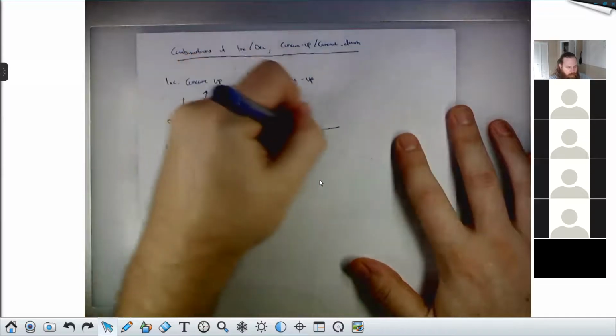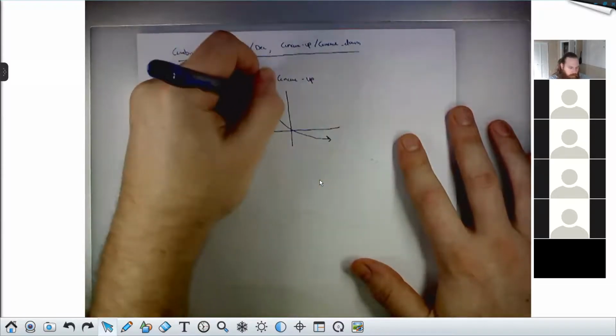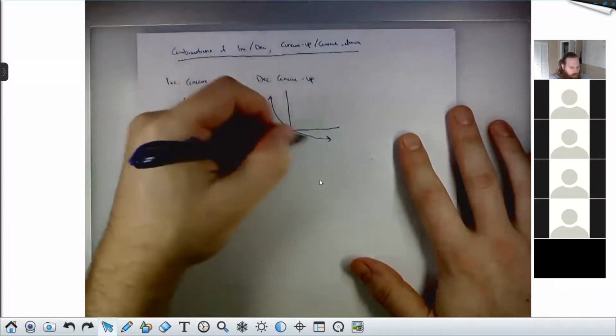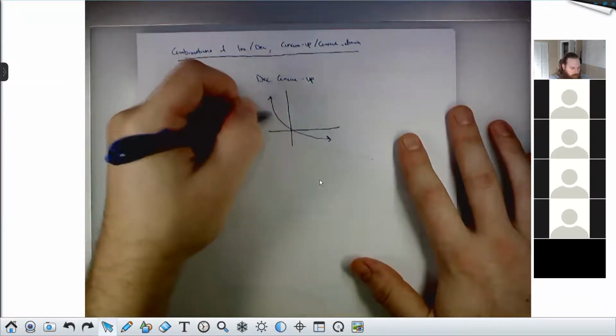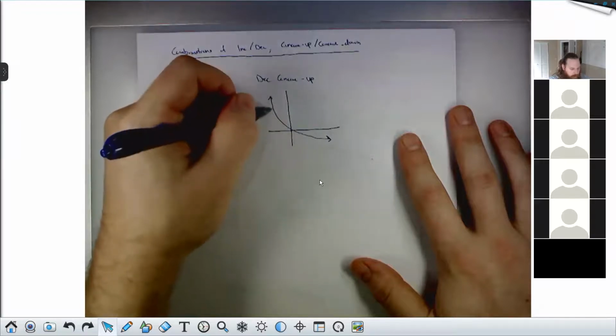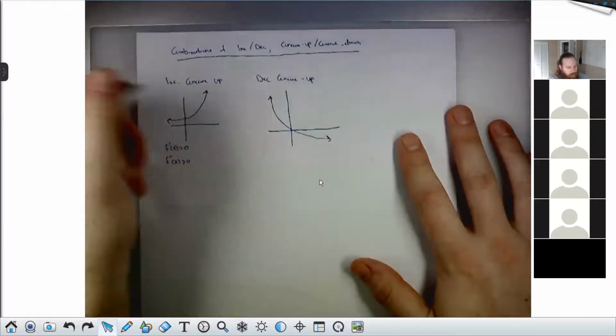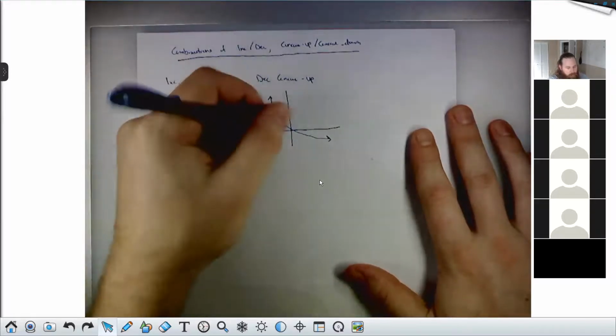That looks like this, where f prime is negative, you're always decreasing. But if you look at the slopes of the tangent lines, this is really negative. This is less negative. This is less negative. This is less negative. So the second derivative is positive.